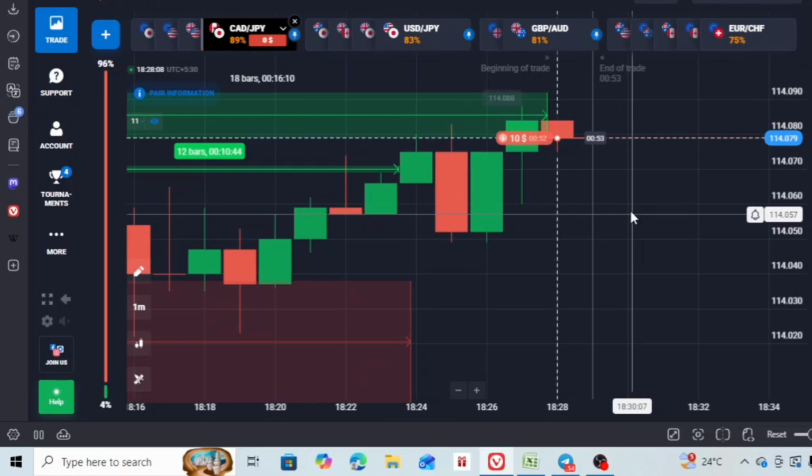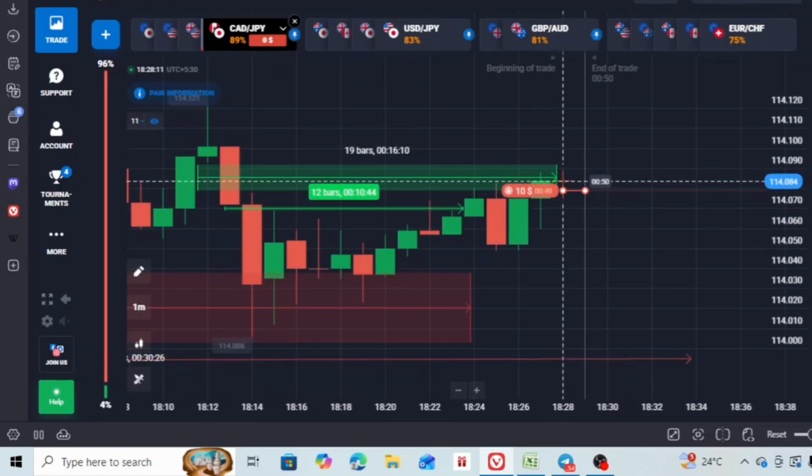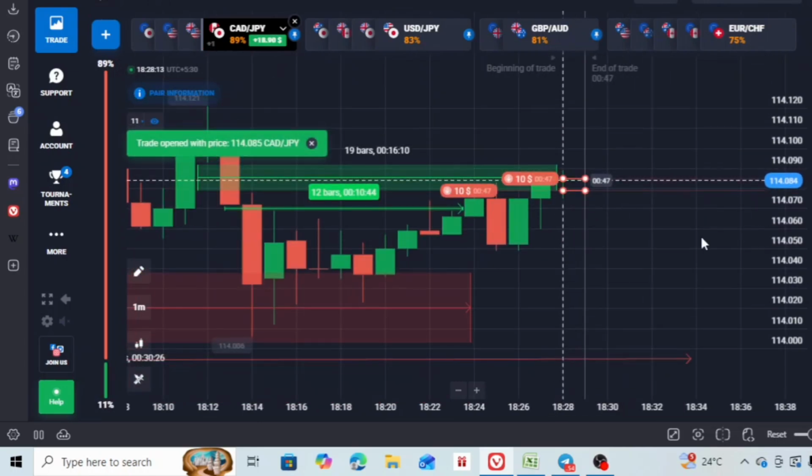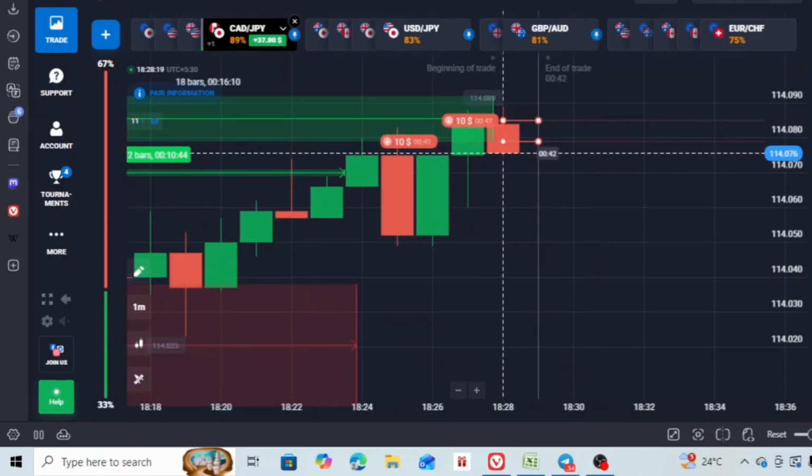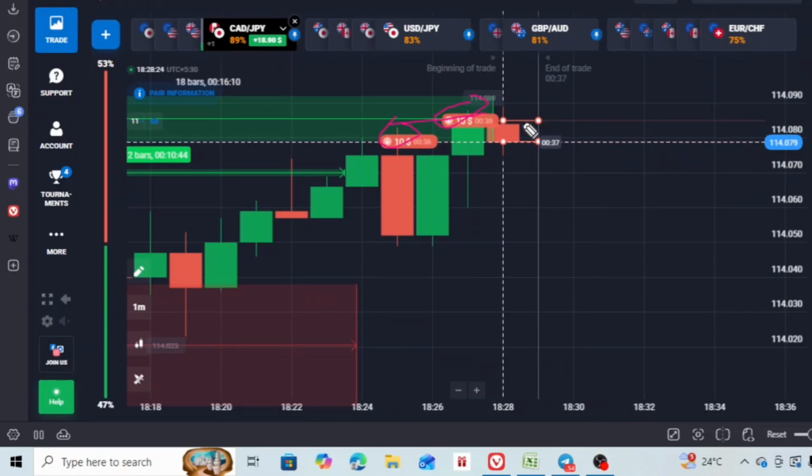Okay, we are going in the downward direction here. So let's enter one trade here again. I will explain the reason behind the trade. Here it has already been mitigated. The liquidity has been swept here. So there's the probability that the next candle will go in the downward direction here.